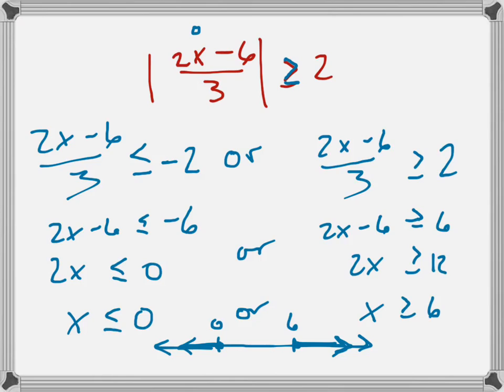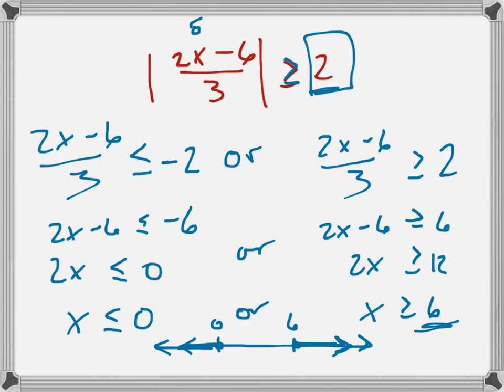Plug in 0 here. You're going to get negative 6 over 3, which is negative 2. The absolute value of negative 2 is 2, and that's what you should get. You should get that number over there. Okay, plug in 6 here. It's 12 minus 6, which is 6, divided by 3 is positive 2. The absolute value is 2. That works, so I know I did it right.